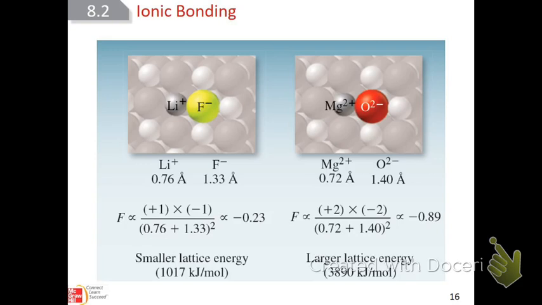I do want you to pay attention here. If you have something like lithium fluoride, each one of them needs to lose or gain one. You have a smaller lattice energy than you would if they need to lose and gain two, and things of that nature.